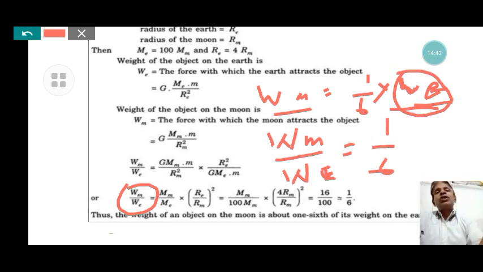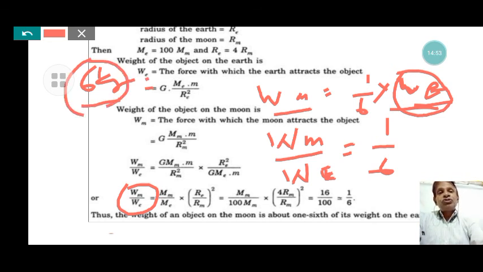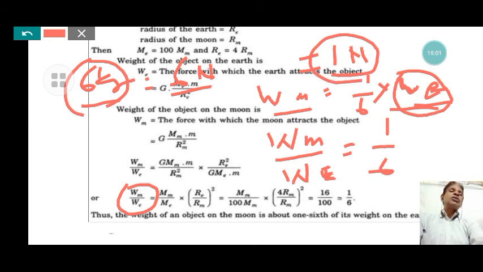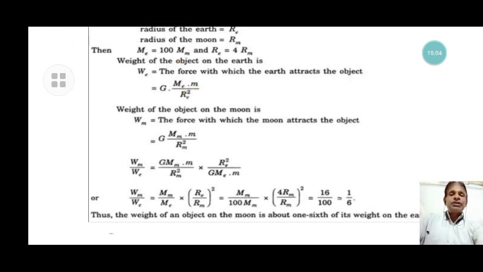Suppose a body of mass 6 kg has a weight of 6 newtons, and it becomes 1 newton at the surface of the moon. It is 6 times the weight on the moon. Thus the weight of an object on the moon is about 1/6 of the weight on the earth. The weight of a body of the same mass is reduced to 1/6 at the moon. That is given in the slide.